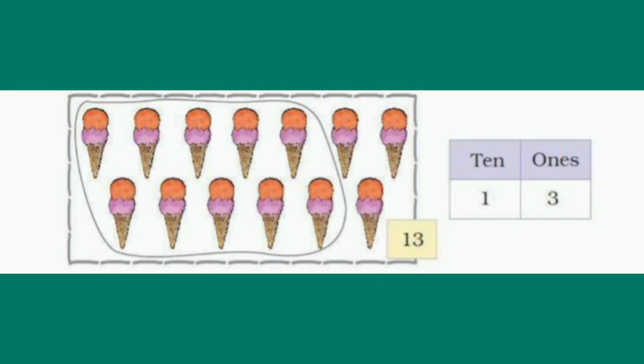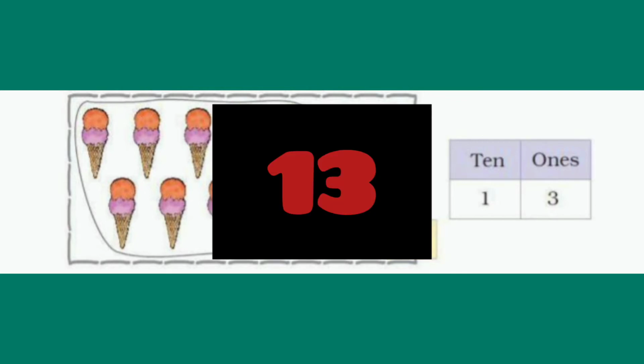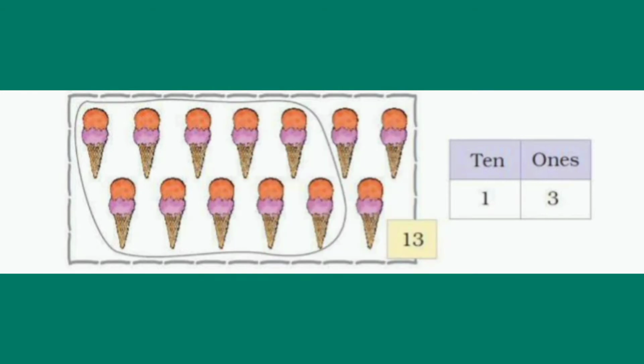Now you have to put the number 13 in their place value. So here, as you all know, in place value we have to start from right. So starting from right, 3 is in 1's place and 1 is in 10's place.